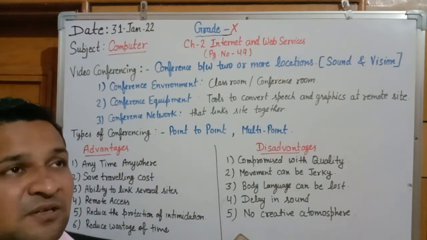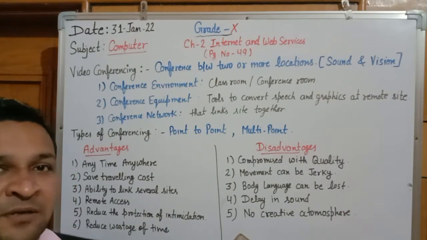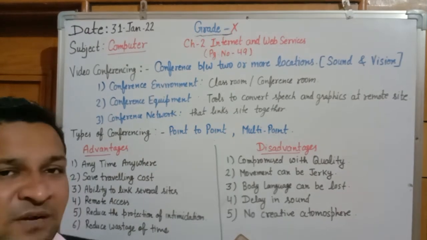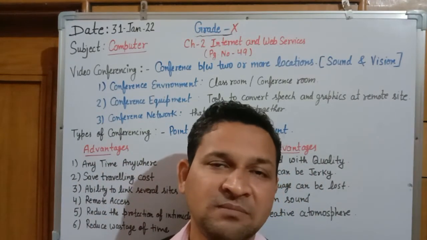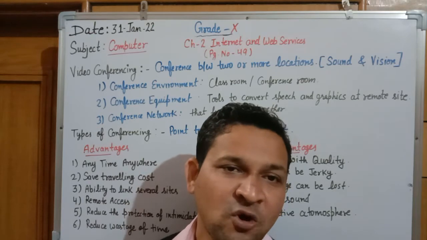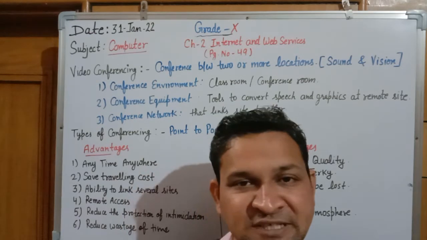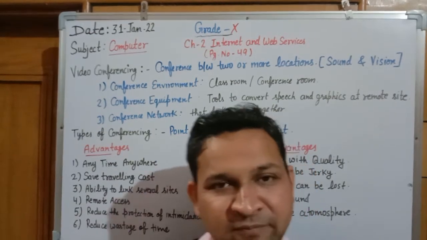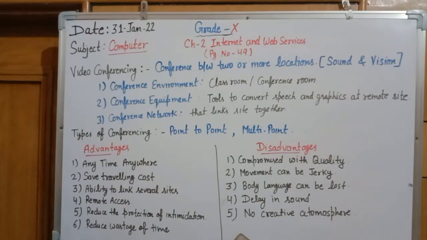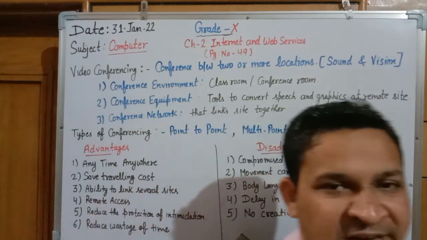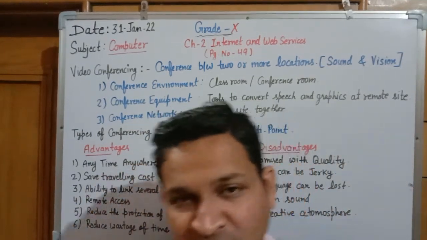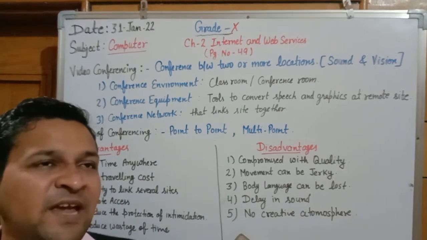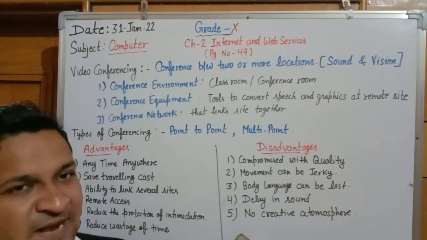When there is a restriction in a location, it means only audio will be available, but the area is restricted. It means communication is restricted. That is known as teleconferencing. But in the case of unrestricted locations, where people are connected from multiple locations, that is known as video conferencing. To perform video conferencing, we have three sub steps.